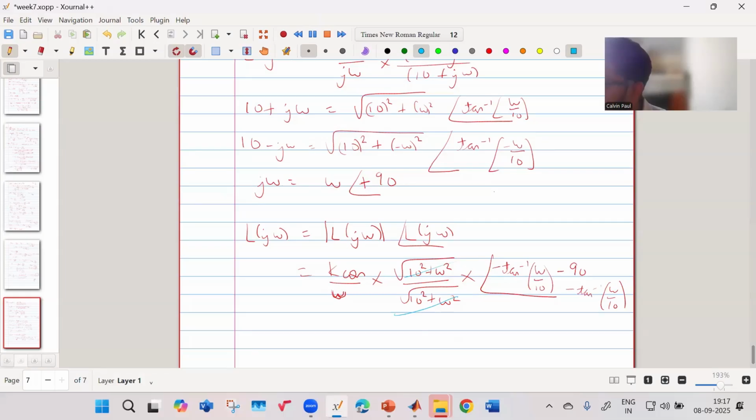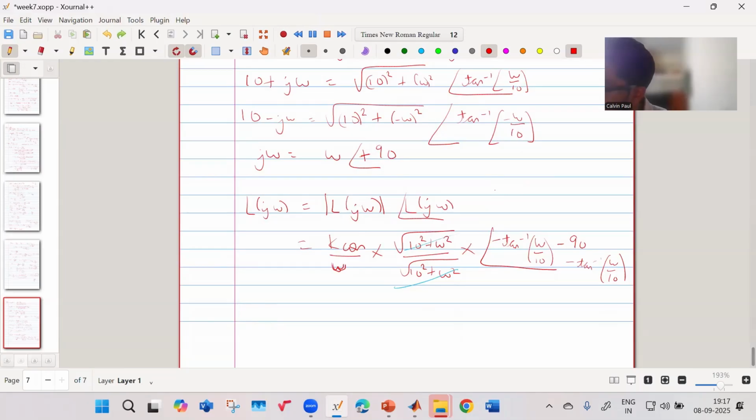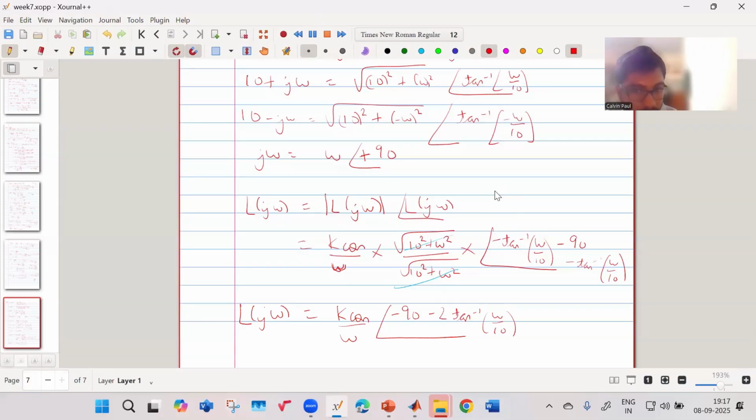So these two terms are the same. That's why the angle of L(jω) is equal to K controller upon ω, into the angle of minus 90 minus 2 tan inverse of ω by 10. So this is how you represented your loop in terms of its magnitude and in terms of its phase. And this equation is valid for any frequency, right? Because it is in terms of ω.